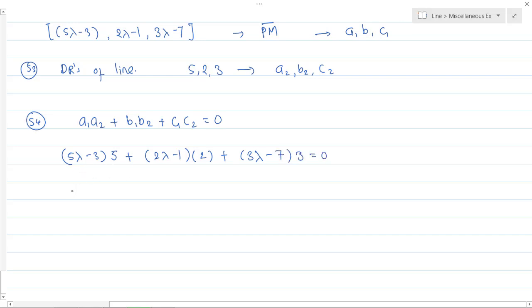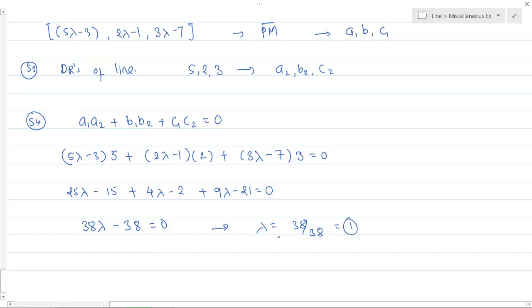So let's solve for lambda. 25 lambda minus 15 plus 4 lambda minus 2 plus 9 lambda minus 21 equals 0. So 25 plus 4 plus 9 gives 38 lambda, and minus 15 minus 2 minus 21 gives minus 38, which equals 0. From here, what is lambda? Lambda is 38 by 38, which equals 1.